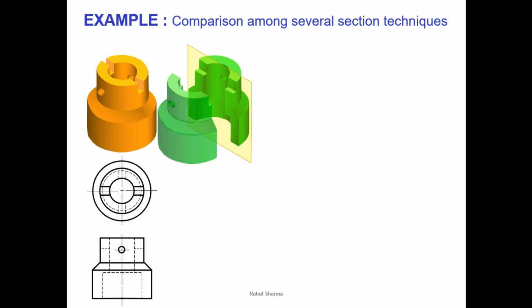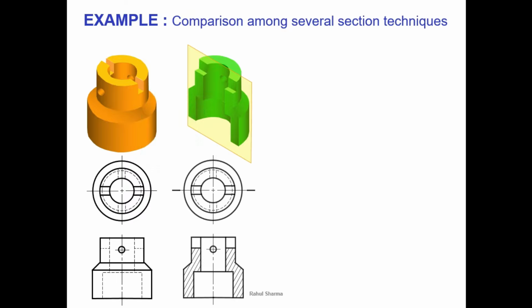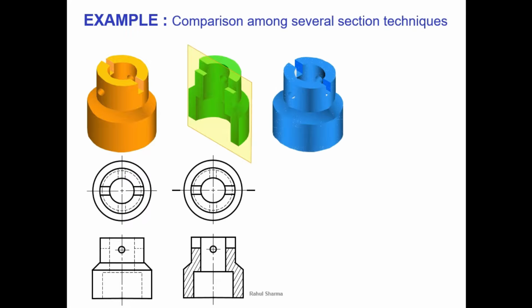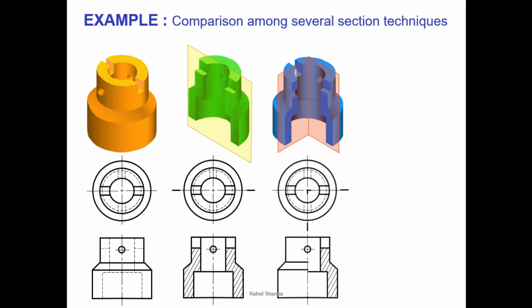When we cut it fully, removing this part, this will be the front view and top view. And when the object is there, we are cutting half sectioning, removing this part, this will be the front view and top view. Just try to compare, try to understand the comparison in these diagrams, and your full sectioning, half sectioning and without sectioning will be more clear.